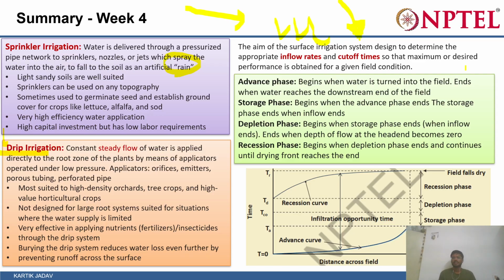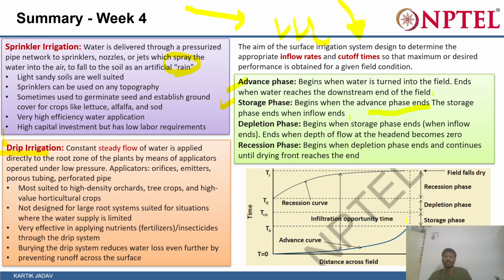The advance phase begins when we start water application into the field and ends when water reaches the downstream end of the field. Then you have a storage phase. The storage phase begins when the advance phase ends, which means once it reaches the end of the downstream, and the storage phase ends when inflow ends. Whatever time we have provided from the starting of the water flow to the stopping of water flow, that is your storage phase.